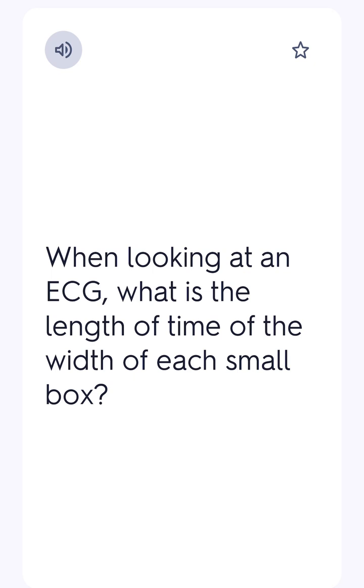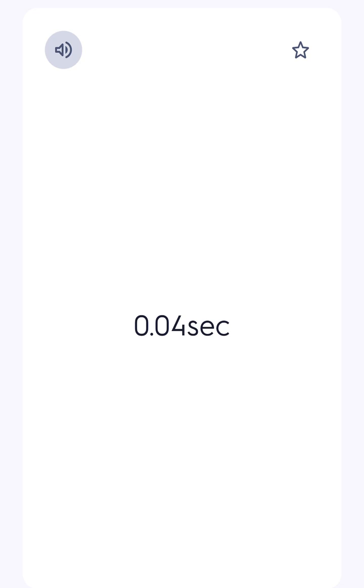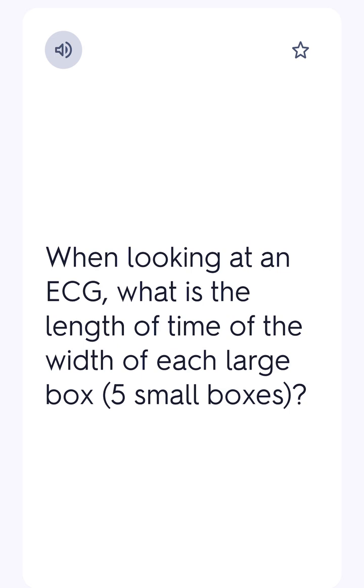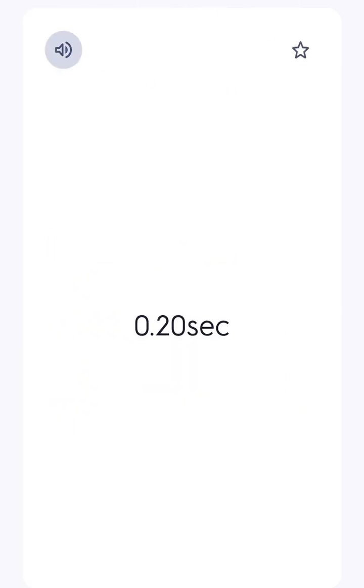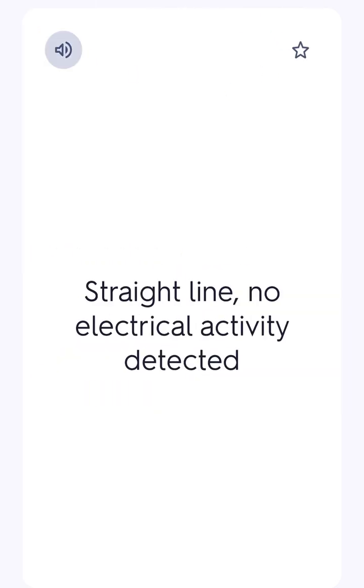When looking at an ECG, what is the length of time of the width of each small box? 0.04 seconds. When looking at an ECG, what is the length of time of the width of each large box? 0.20 seconds. Relative to an ECG, what is the baseline, also called the isoelectric line? Straight line, no electrical activity detected.